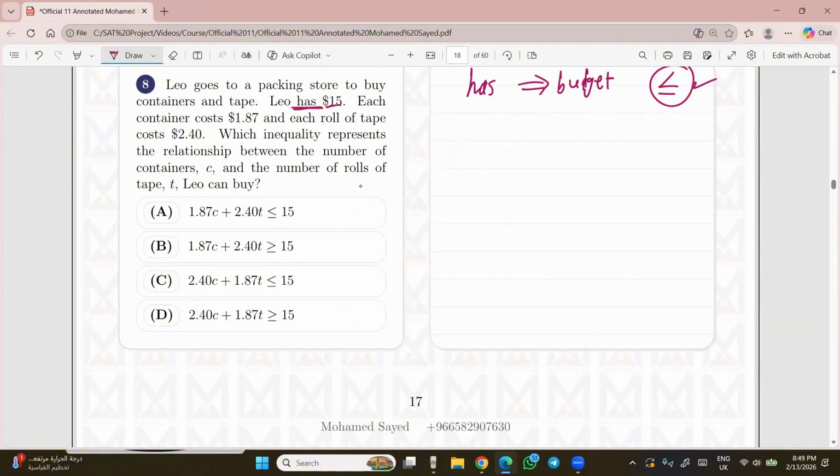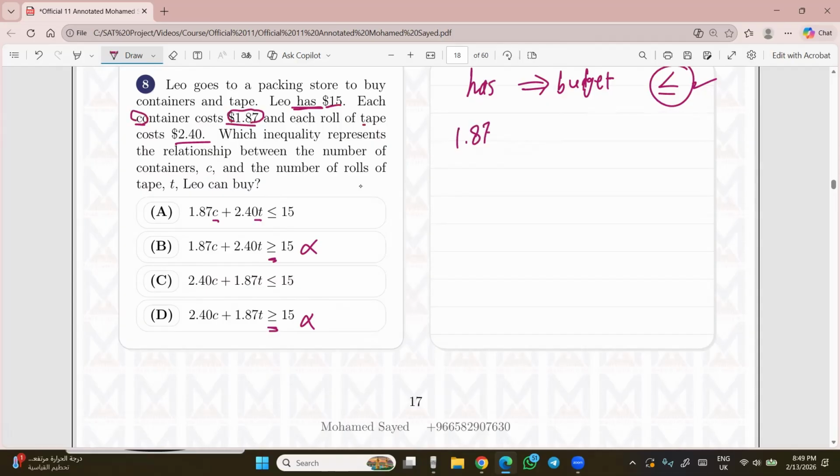So remember this, and we can of course eliminate B and D because they contain the opposite inequality sign. Each container costs 1.87. So container should be mentioned as C, and the tape is T. That's logic. And each roll of tape costs 2.40. Always in the SAT, all of these three numbers should be written, and you have to write them in order. The order will never be mixed up in the SAT. So this number with C should be written at the beginning.